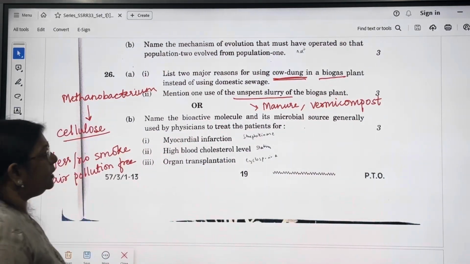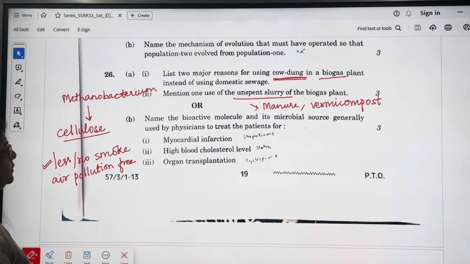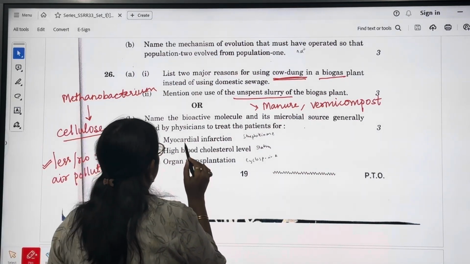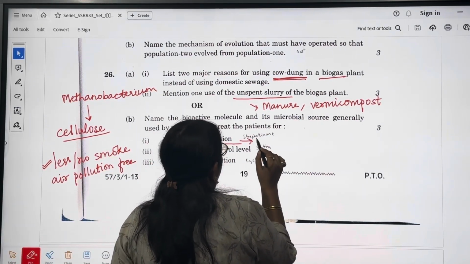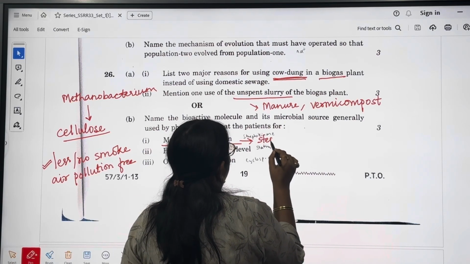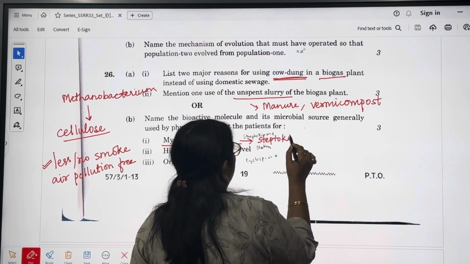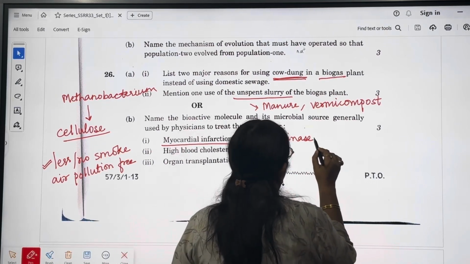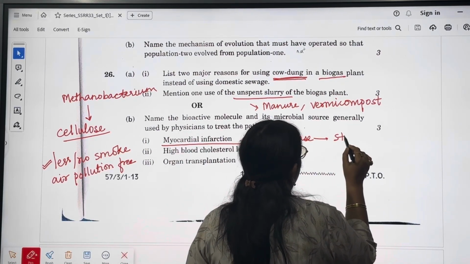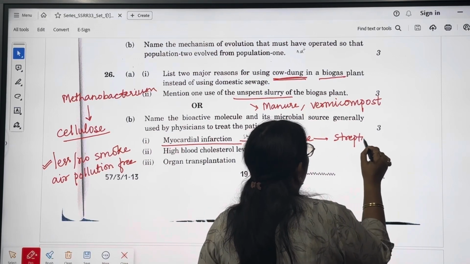Name the bioactive molecule and its microbial source generally used by physicians to treat patients for myocardial infarction. Here, streptokinase is prescribed and it is obtained from a bacterium, Streptococcus.